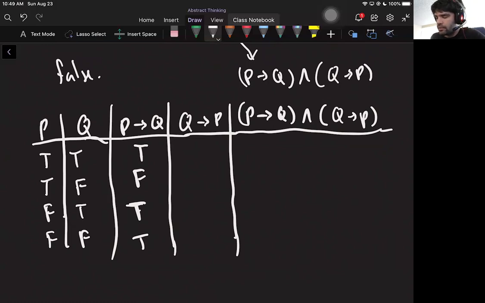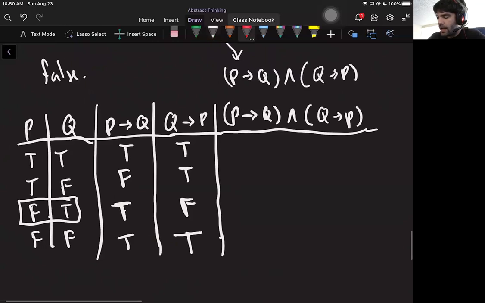Okay, so then Q implies P is just the same thing in reverse. So they're both true, that's fine. If the hypothesis, which is now Q, is false, then it's automatically true. So this is true. But if the hypothesis is true, but then the conclusion is false, which is happening right here, then it's false. And lastly here, the hypothesis is false again, so it's automatically true.